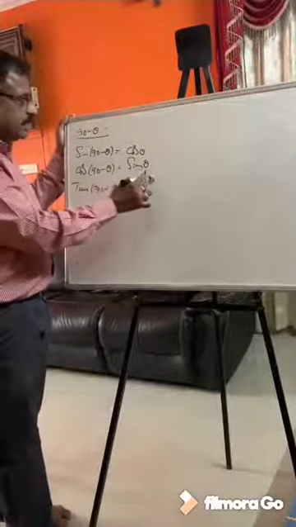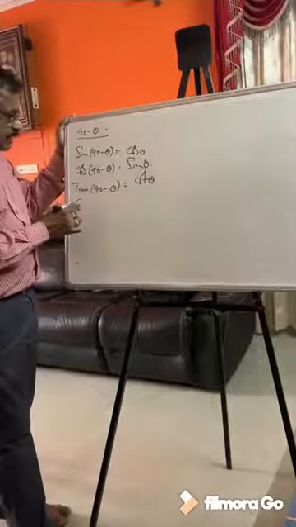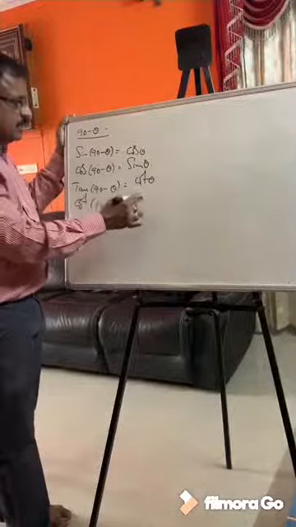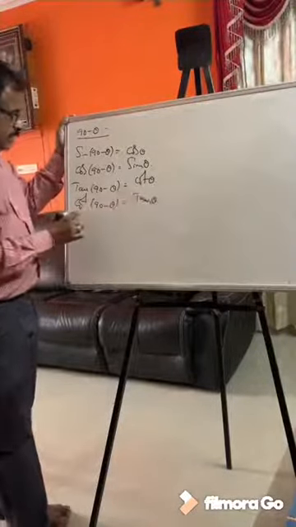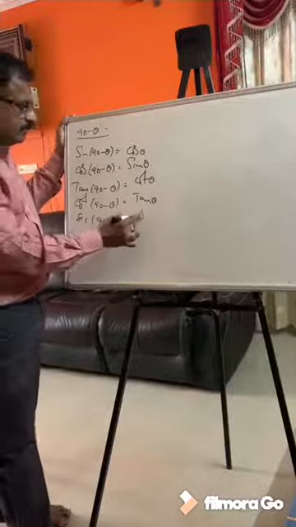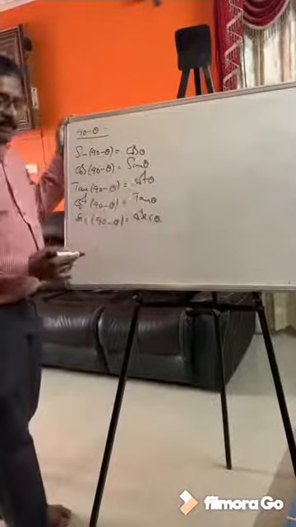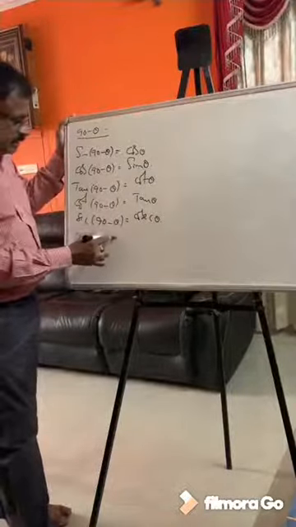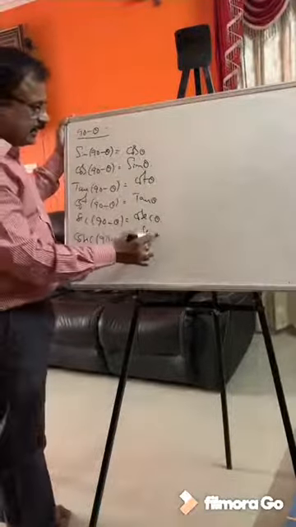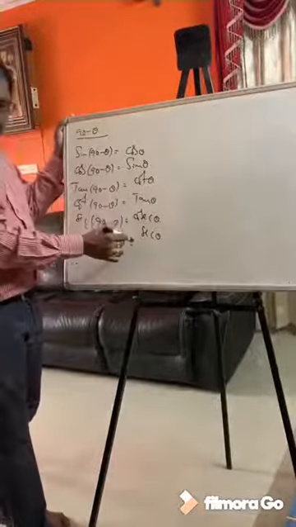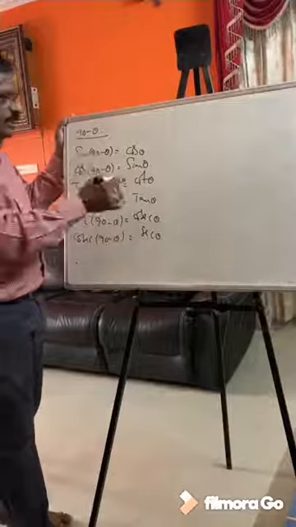Tell me, cot theta. Cot of 90 minus theta is tan theta. Secant 90 minus theta is cosecant theta. Cosecant 90 minus theta, please tell me, is secant theta. So all are plus here. Why? Because 90 minus theta is in the first quadrant.